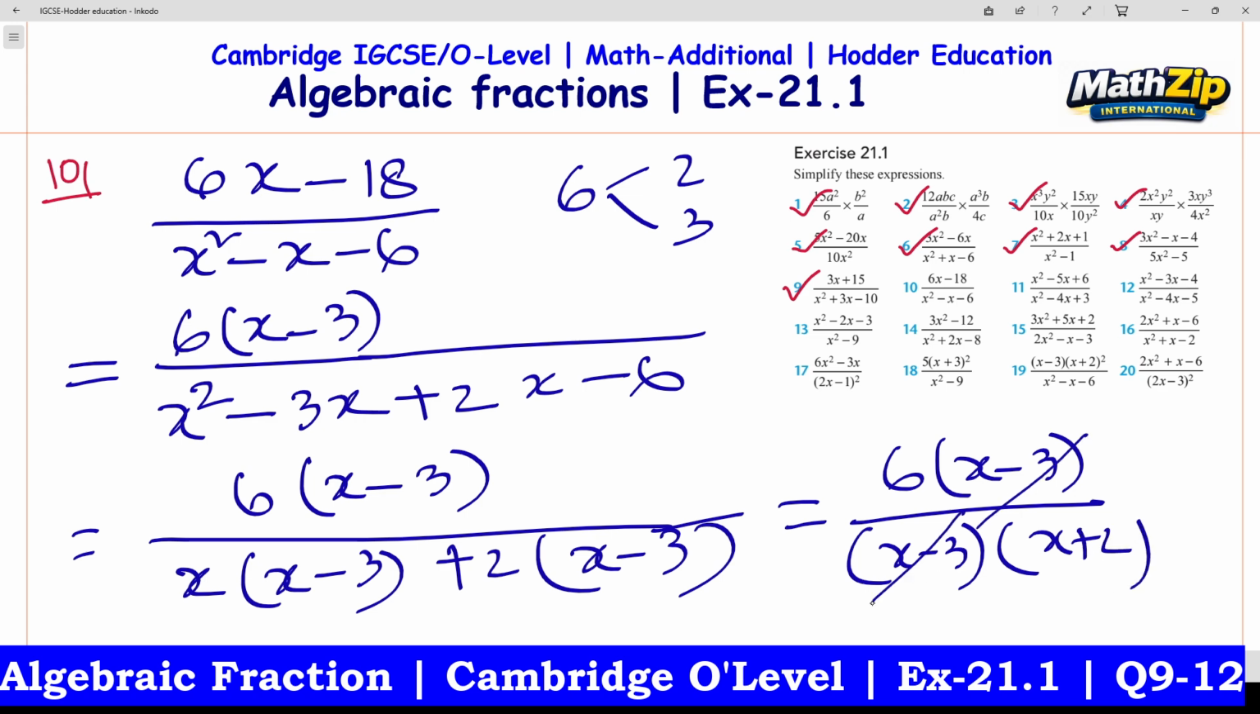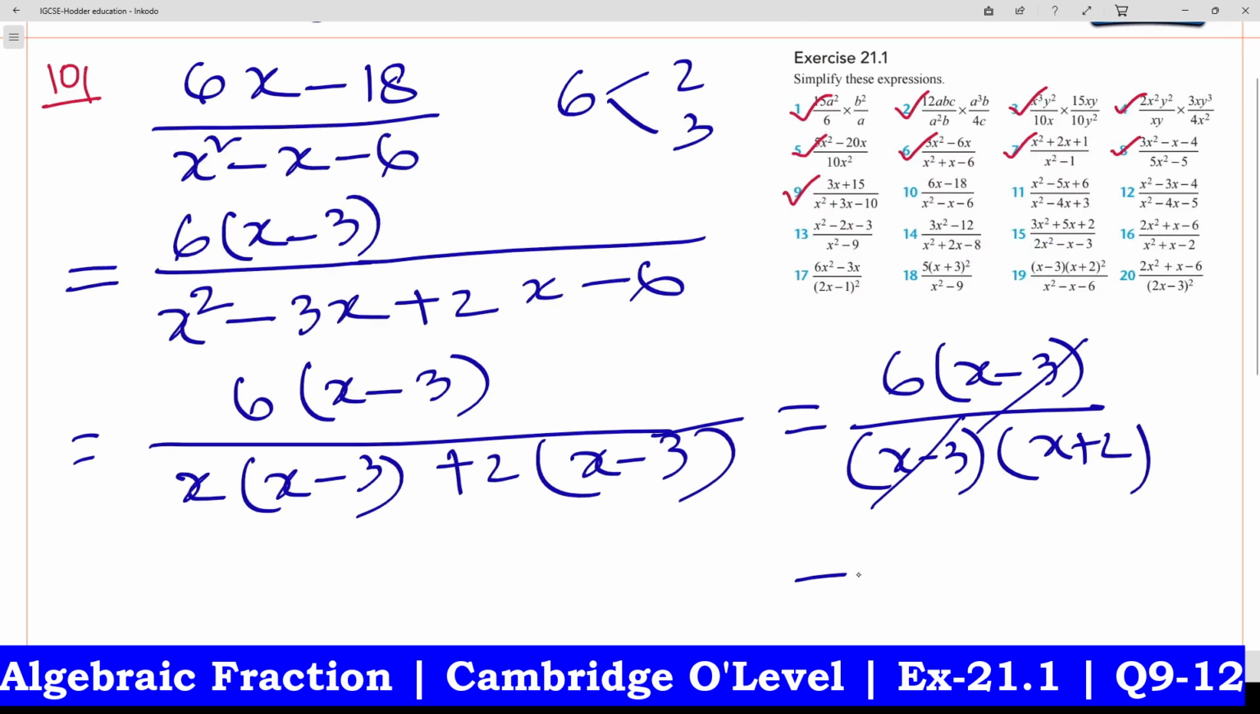So we can divide this one. Our answer will be 6 divided by x plus 2. This is our answer.